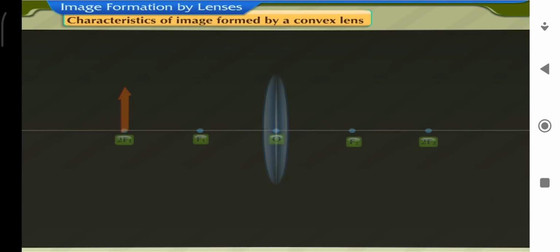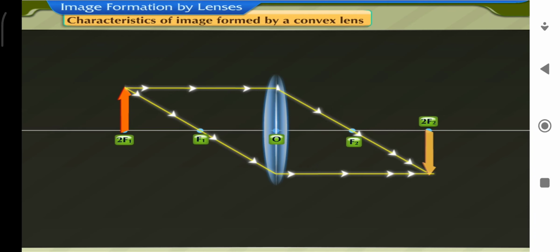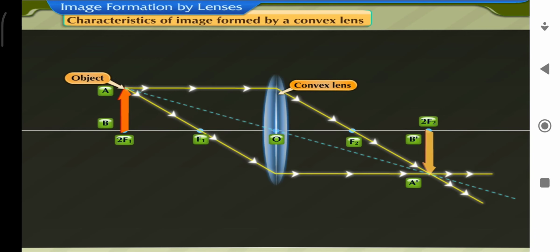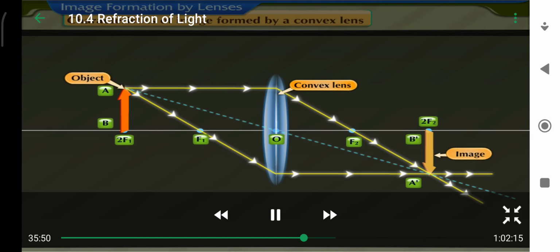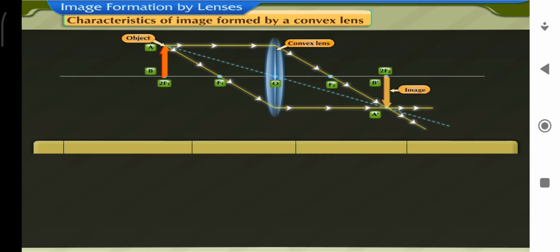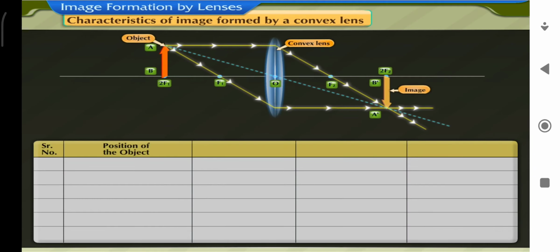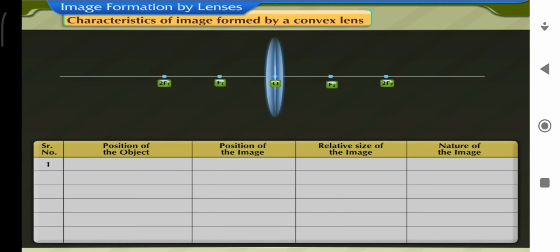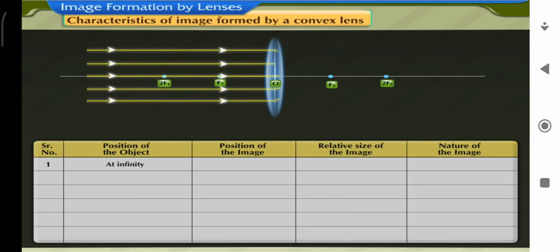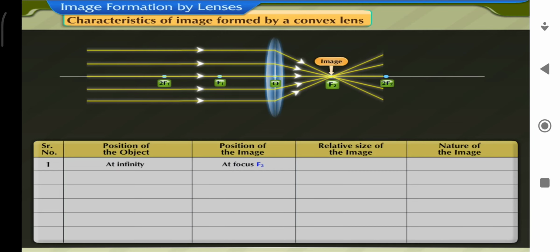Characteristics of images formed by a convex lens. Let us tabulate the information of formation of images by a convex lens when object is placed at different positions relative to the lens. Let us make columns with headings: position of the object, position of the image, relative size of the image, and nature of the image. When the position of the object is at infinity, the image is formed at focus f2.